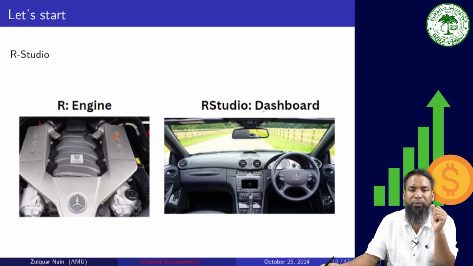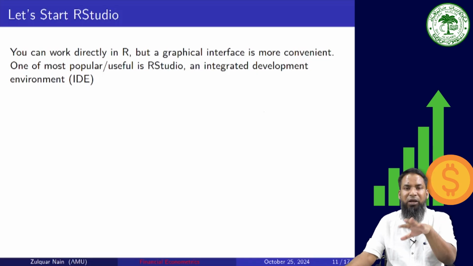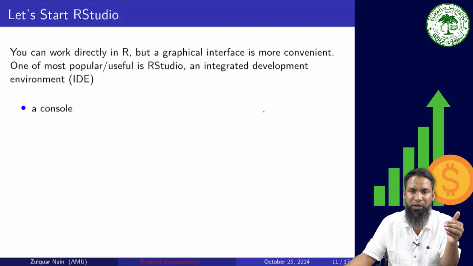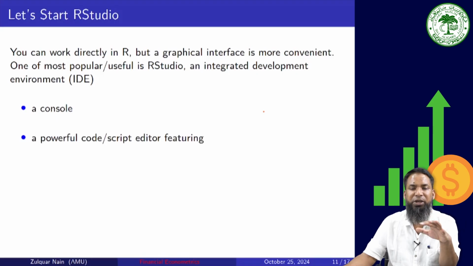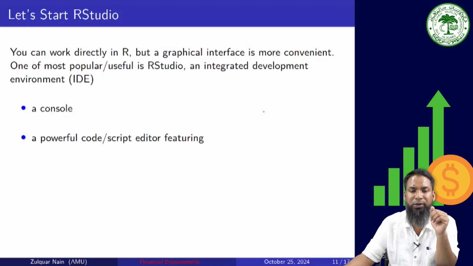You can work directly in R, but a graphical user interface becomes more convenient, and one of the most popular is RStudio. By another name we can call it an integrated development environment, the IDE. So what is RStudio? It is a console like the plain R, and a powerful code script editor. What is the code script? What is the editor? We'll learn in a few minutes.